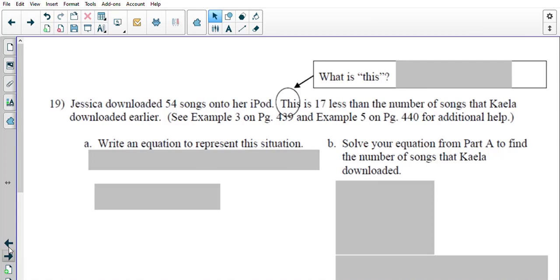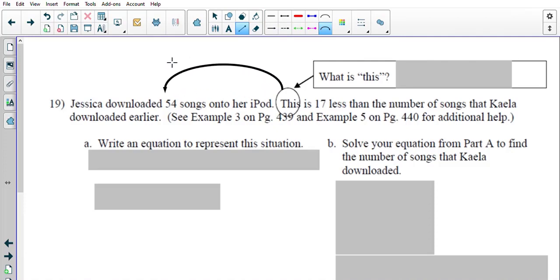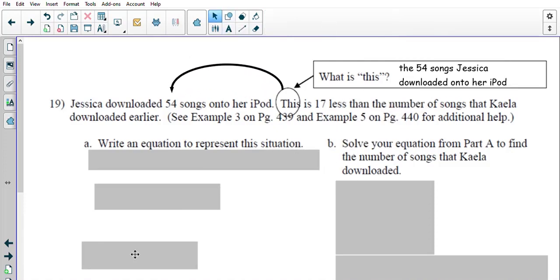So the one thing I want to mention here is in the beginning of the second sentence, they refer to this. What is this? What are they referring to? Well, if you read this carefully, you might recognize that they're talking about the 54 songs that Jessica downloaded onto her iPod. So the this refers to the 54 songs that Jessica downloaded onto her iPod.